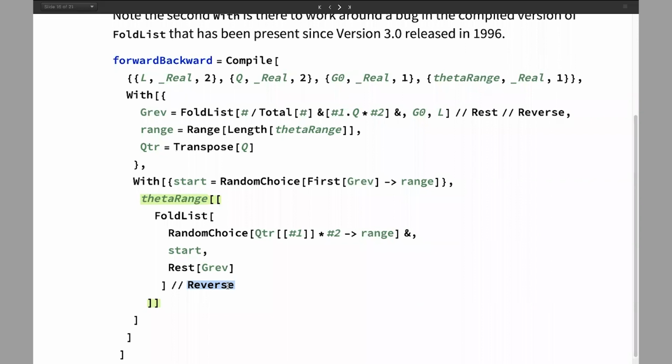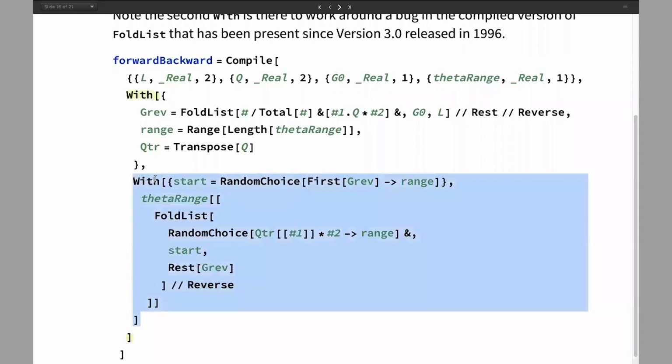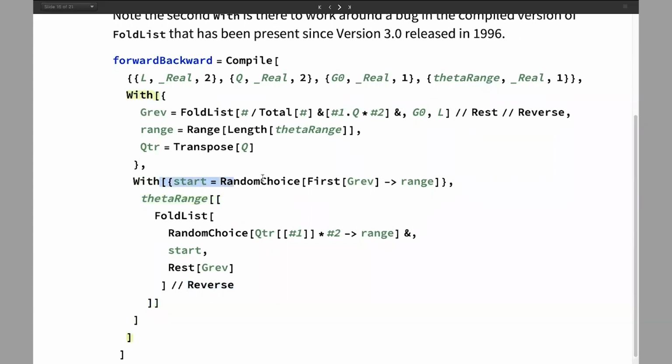Now, one of the things that I discovered using this was that, in fact, there was a bug in Compile with regard to this. And that's why this width up here is being used. What was happening was that the random thing that goes here to start the whole thing off was being evaluated, and then when it stuck it in here, it evaluated a second time and gave me a different result. And it was somebody at Mathematica Stack Exchange who said, hey, this is what you should be doing.